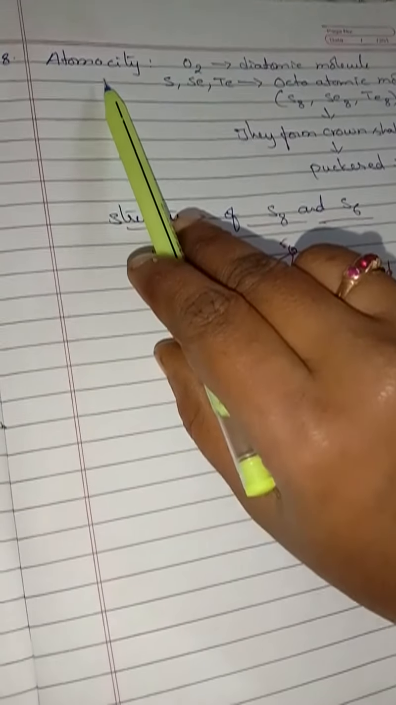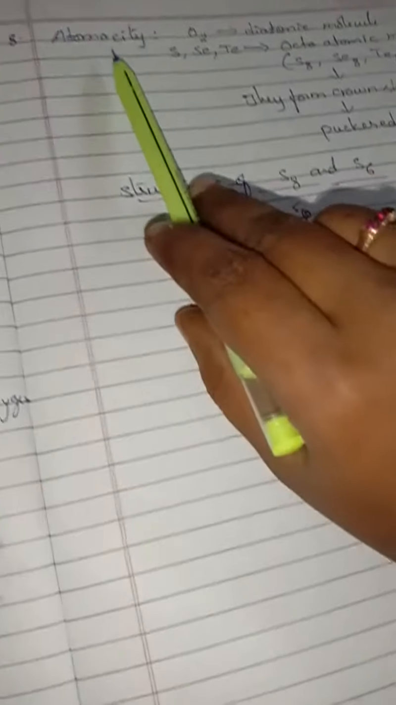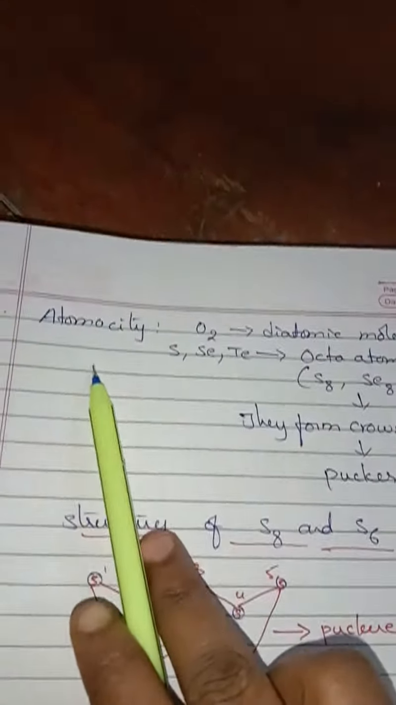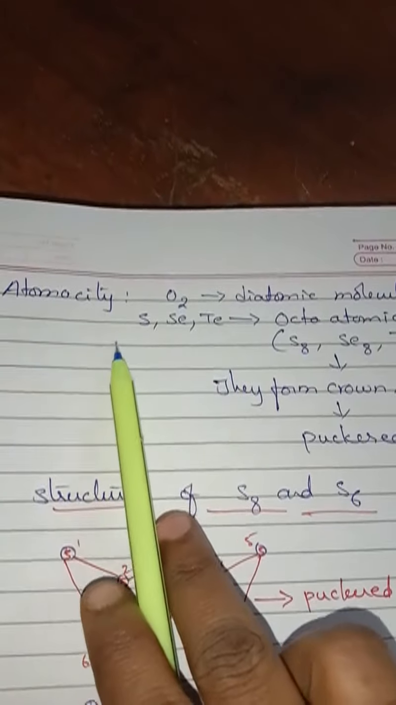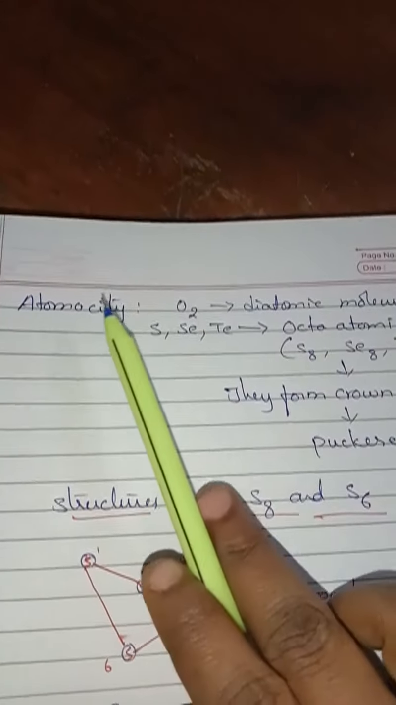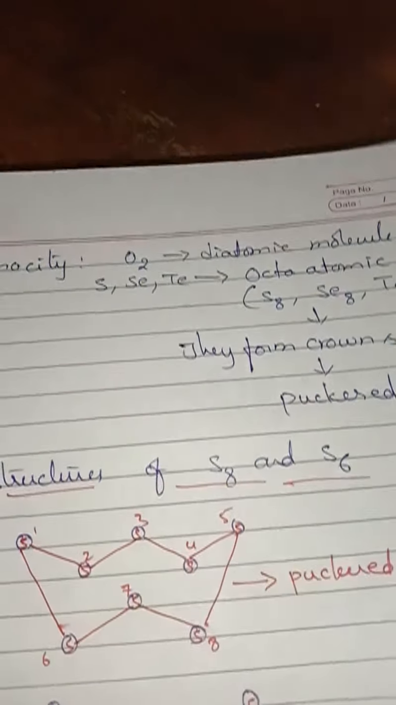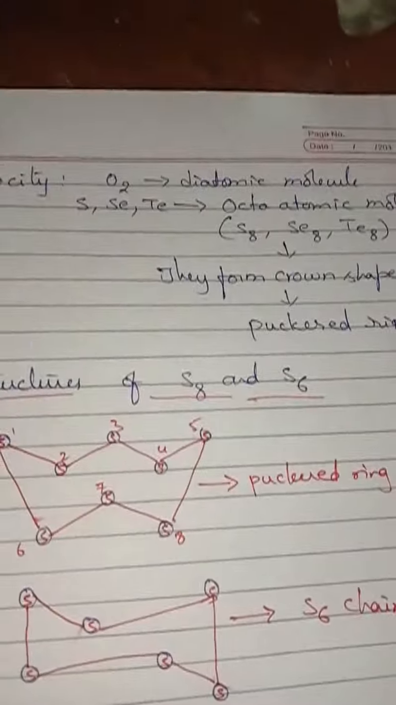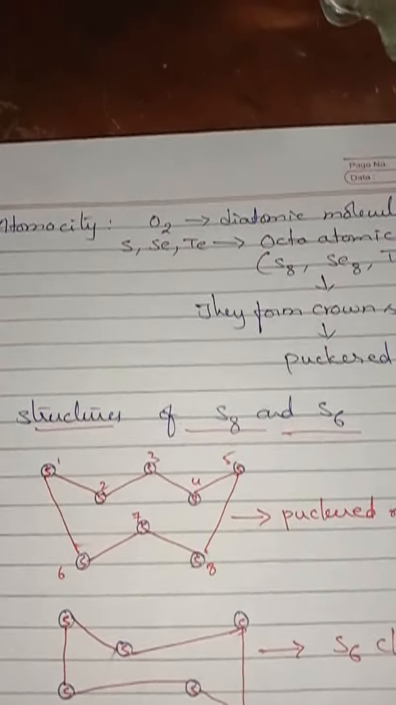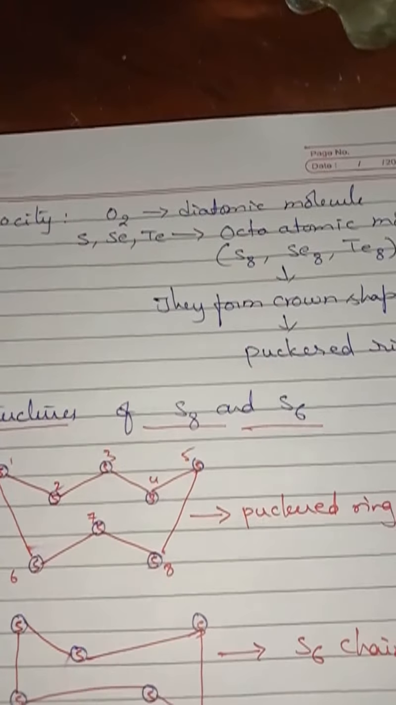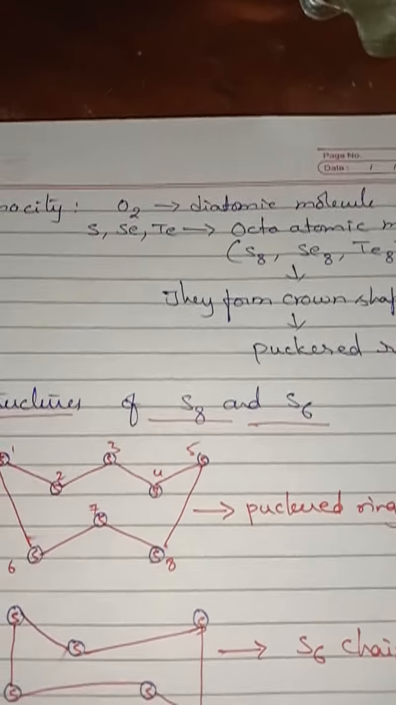Next comes atomicity. What do you mean by atomicity, children? Atomicity is nothing but the number of atoms combined. The number of atoms present in one molecule of an element is called atomicity. So here oxygen is a diatomic molecule with a double bond between the two bonded atoms. The double bond contains one sigma and one pi bond.